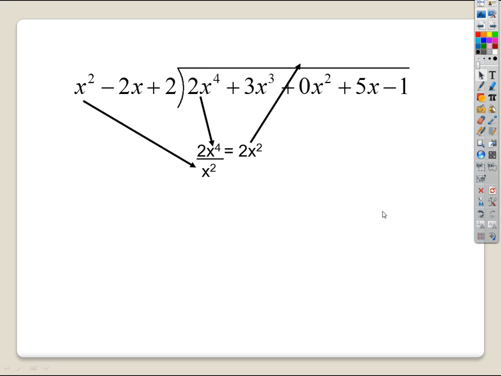Now, they like to put it over the column for the x squared. You don't really have to. I usually just put it right up here, but you can do it this way if you want to. Now, I want you to notice one other thing. In our original polynomial, we didn't have an x squared term. The numerator was 2x to the 4th plus 3x cubed plus 5x minus 1, only 4 terms. But look what we did. We kept a column for the x squareds.